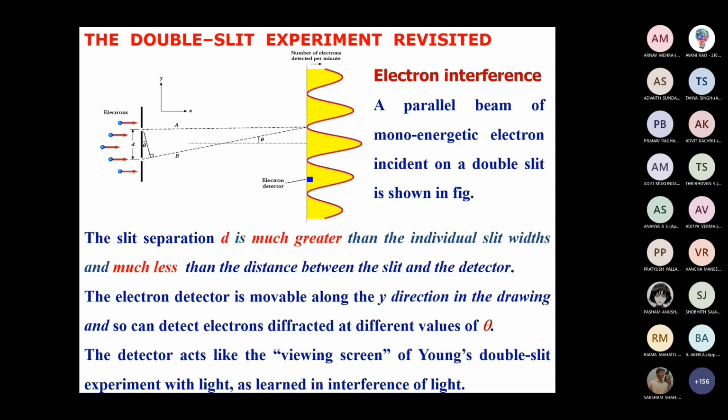Here the electron detector is movable along the y direction, so that it is able to record the electrons, collecting them so that the interference pattern can be produced. It is able to move to different values of theta. As I was mentioning, the detector here acts like the viewing screen of Young's double slit experiment. So this is the viewing screen here.